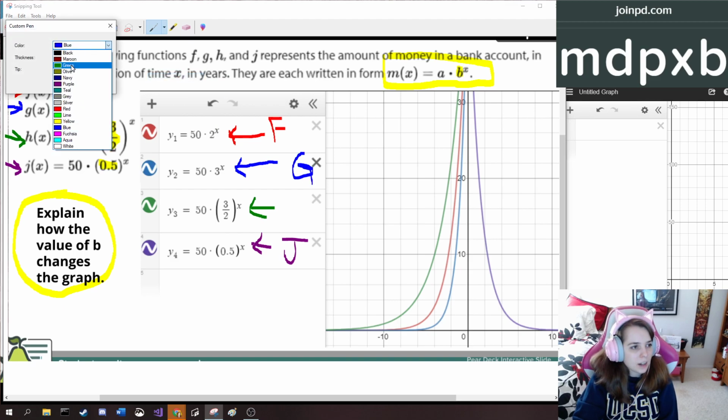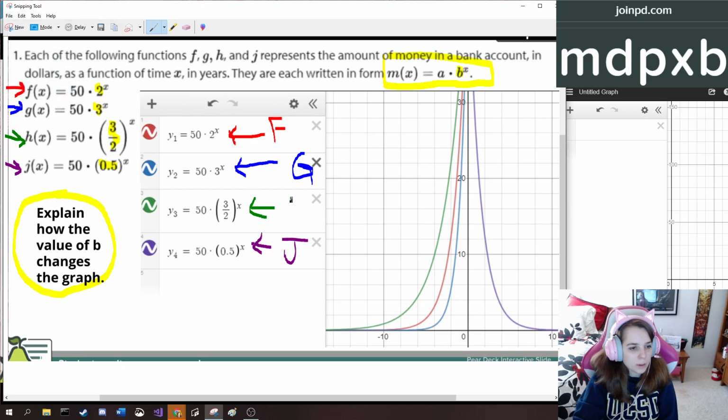And once again, I want you to explain, how does the b value, how does this highlighted part, the rate, the growth factor, or the decay factor, affect the way our graph looks?